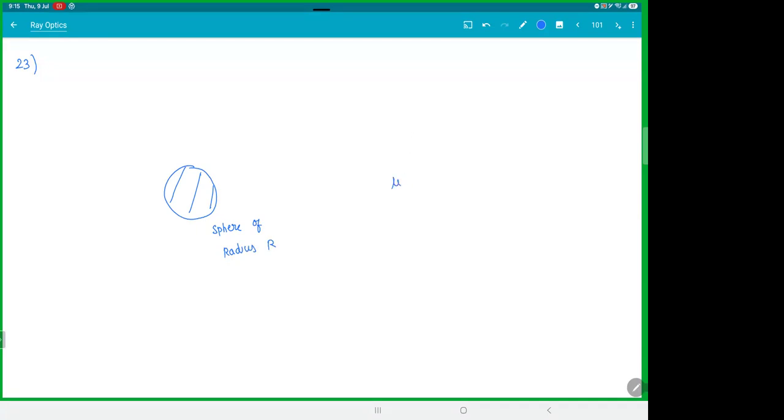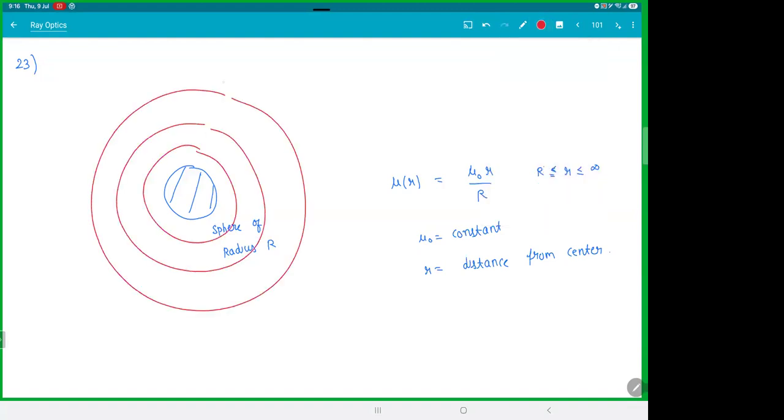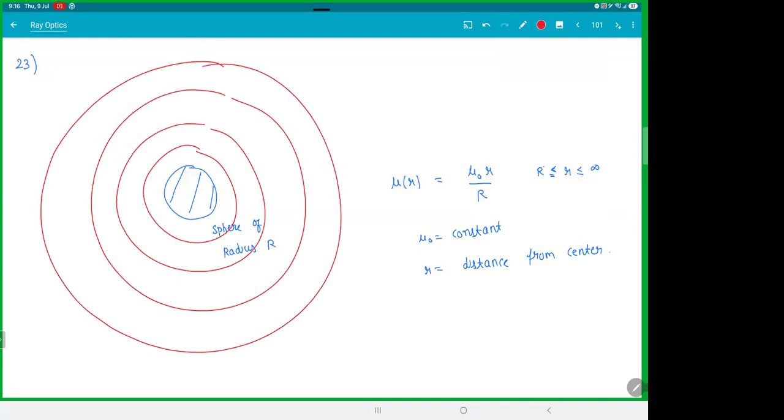This is a weird medium. So here the medium, mu of r is given by mu naught small r by capital R. This small r value lies between infinity to capital R. Mu naught is a constant. Small r is the distance from center. Meaning, look at this medium here. As you go away from the center, the refractive index is increasing more and more. Meaning it is like shells. So each shell has a different refractive index and it is increasing.